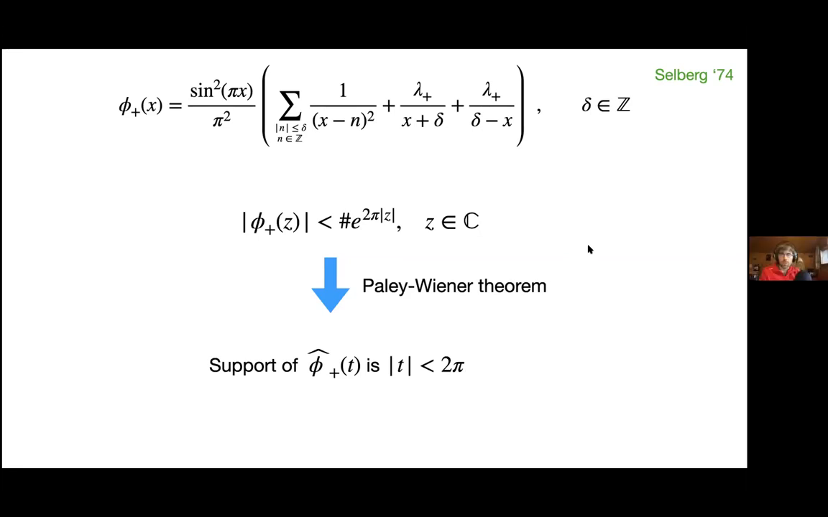What's the value of lambda plus? Is it a fixed parameter or is it an arbitrary parameter?